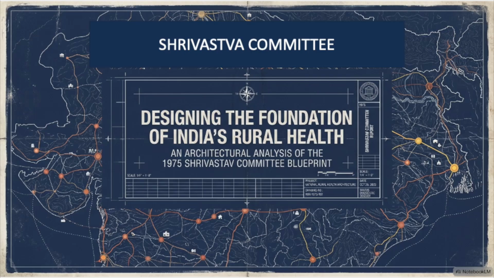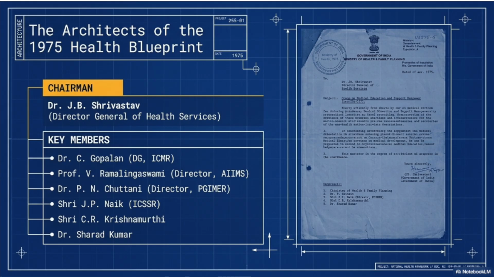Today we are going to explore the Shrivastav Committee, the report that architected the very foundation of India's rural health system. Let us start with who built this blueprint. The committee was chaired by Dr. J.B. Shrivastav, who was then the Director General of Health Services. He was joined by several key members. Together, this expert group set out to redesign India's health architecture.